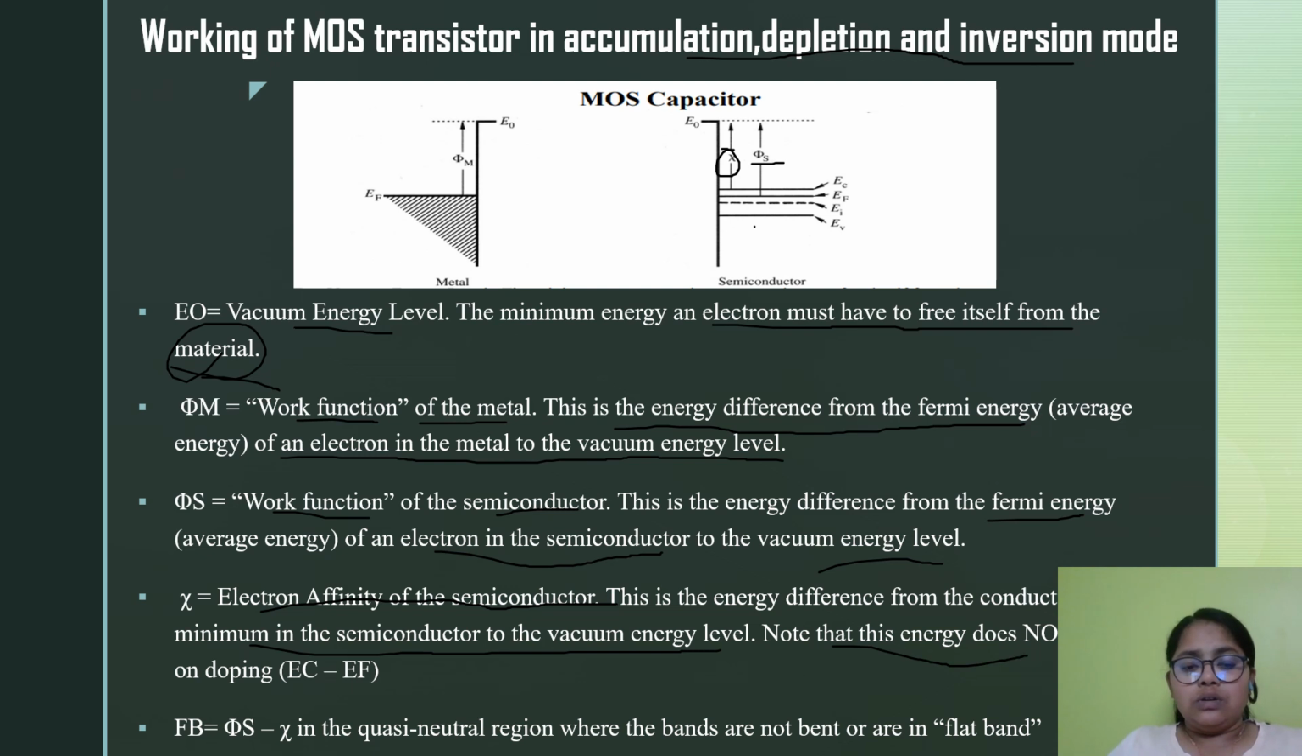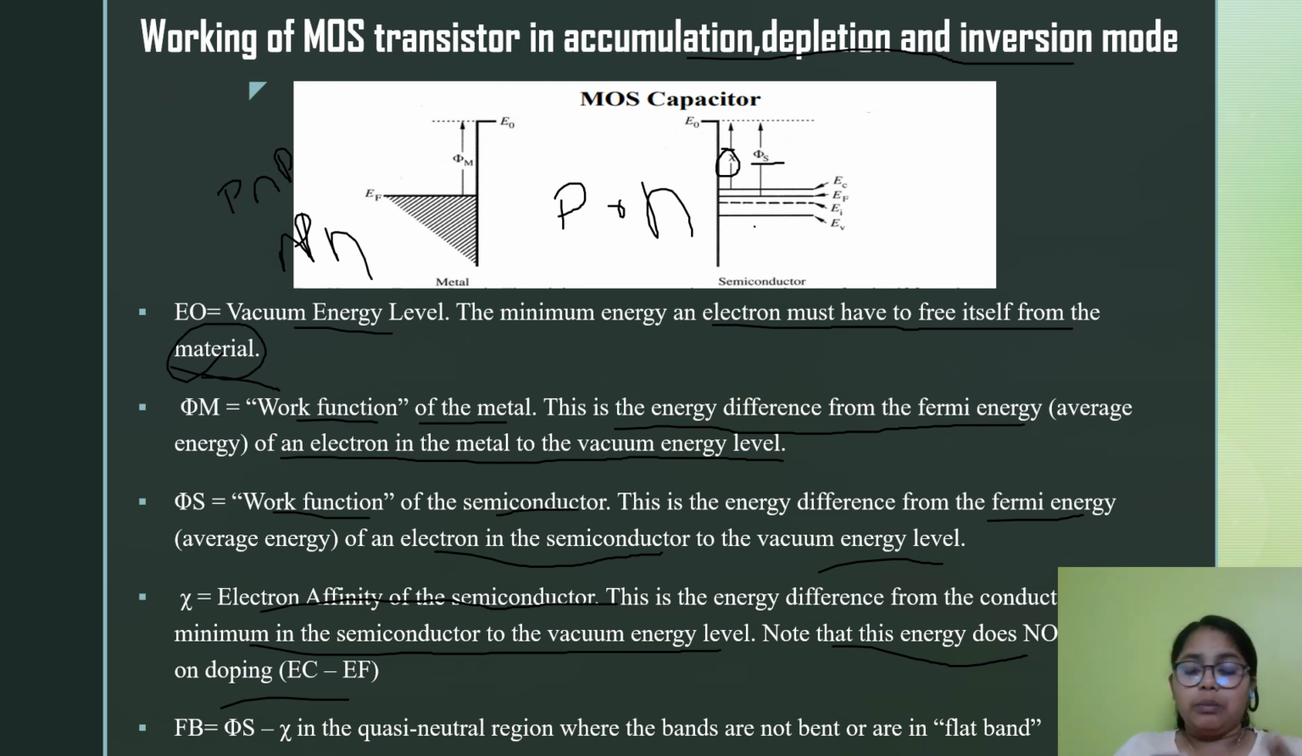Note that the energy does not depend on the doping materials. That is the electron affinity of semiconductor will be the difference of the conduction band minimum and the vacuum level. We have to note that this energy will not depend on the doping material. So doping material, it can be p type, or it can be n type, whereas I've shown it will be doped by NPN or PNP, any type it can be.